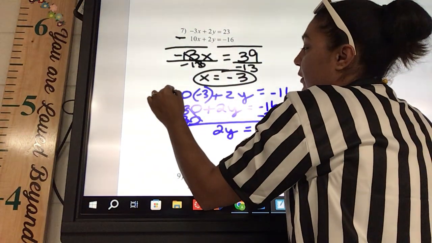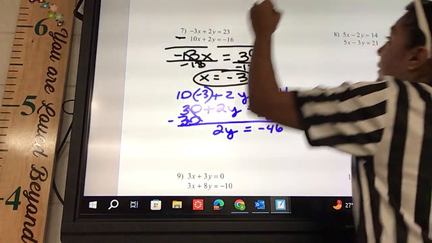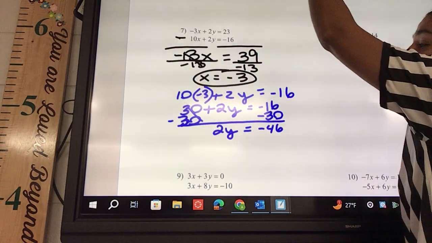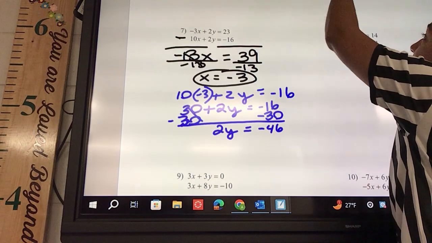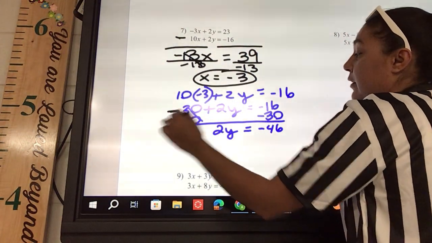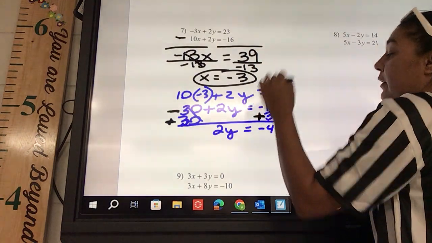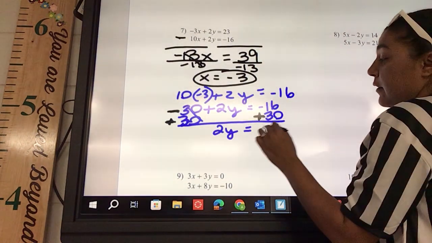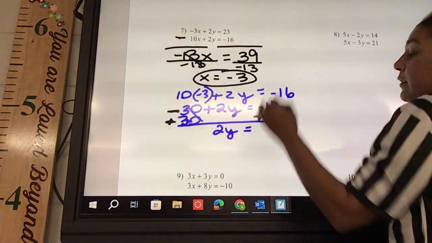Okay. So you guys are going to have to erase a little bit. There's not a minus there in front of that 10. So then this is going to be a negative 30, which is going to make this a plus 30. Plus 30. And it's going to be a 14.